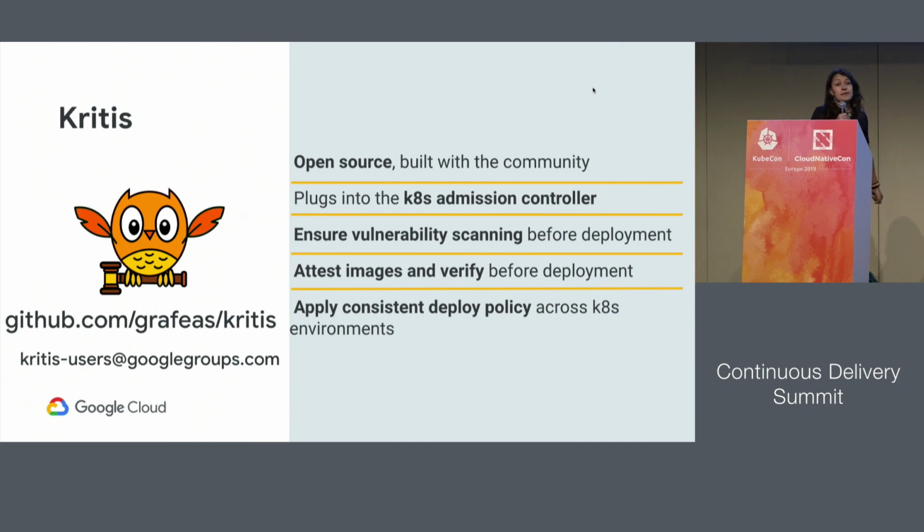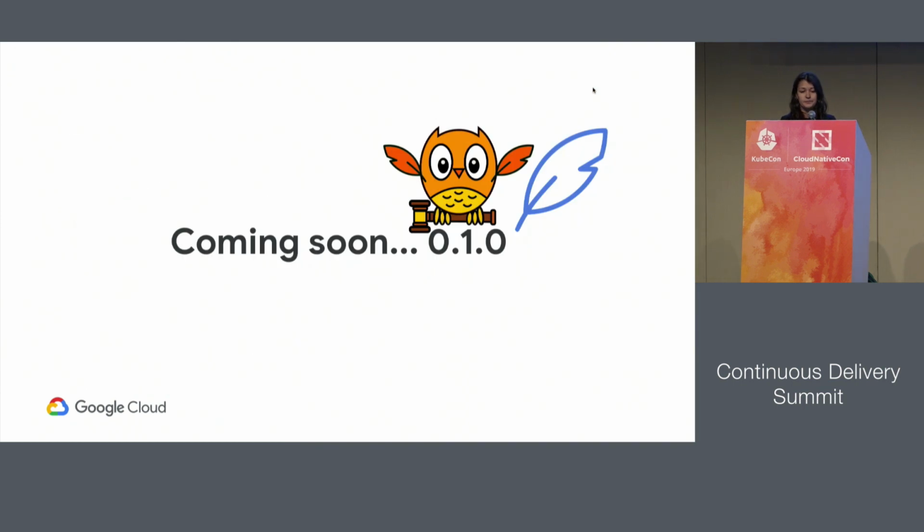So Kritis was developed first and foremost as open source, and it was built with the community, with industry contributions. It plugs into the Kubernetes admission controller. It ensures vulnerability scanning is run if we actually enforce image security policies before deployment. It tests and verifies images before deployment and applies a consistent deploy policy across Kubernetes environments.